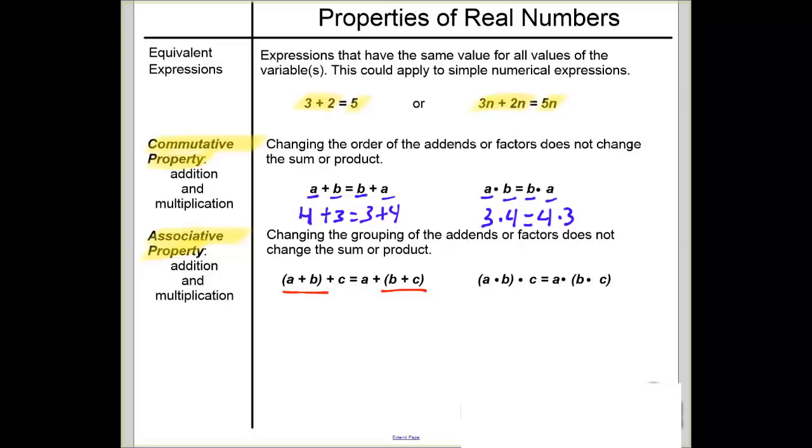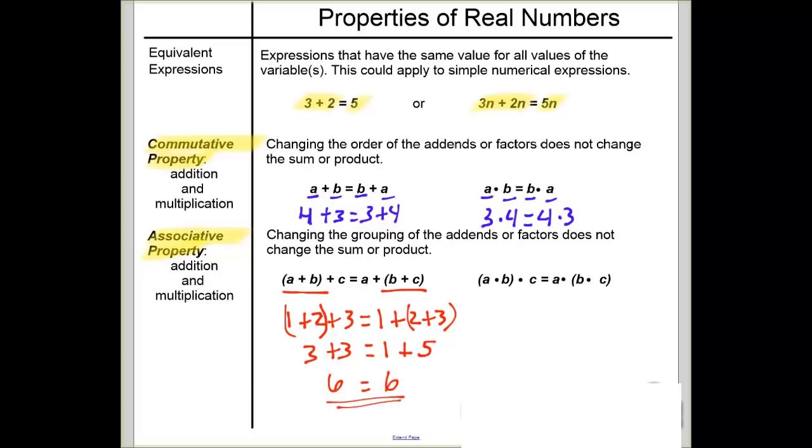So to keep this real simple, let's go with 1 plus 2 plus 3, and let's suppose that we want to add those together first, versus 1 plus 2 plus 3, and we add the 2 and the 3 together. Now 1 plus 2 is going to give us 3 on this side, plus 3 more, and that's going to give us 6 all the way down. And then on the next line we're going to have 1 plus, now 3 plus 2 is going to give us 5, and then we have 1 plus 5, which gives 6. You can see that the change in grouping does not change the sum.